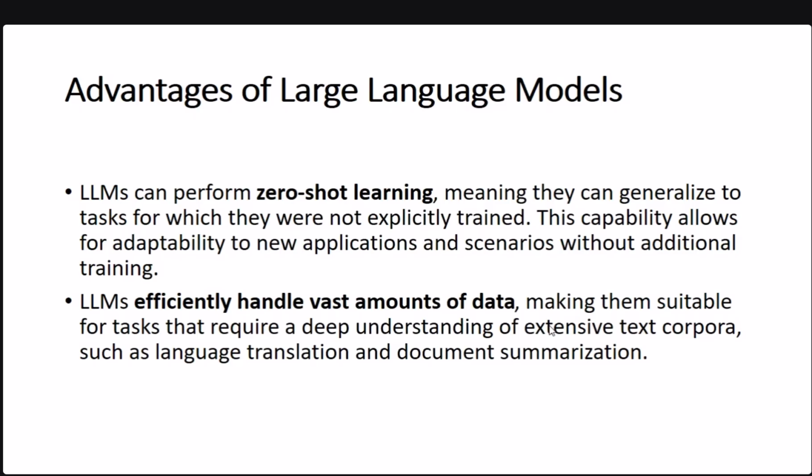As I said, these are the advantages of language models. They can perform zero-shot learning, meaning they can generalize to tasks for which they were not explicitly trained. This capability allows for adaptability to new applications and scenarios without additional training. The other advantage is they can efficiently handle vast amounts of data and thus are suitable for tasks that require deep understanding of extensive text corpora, such as language translation and document summarization.